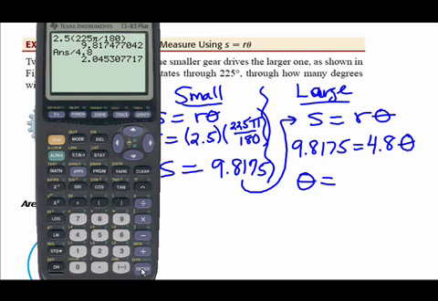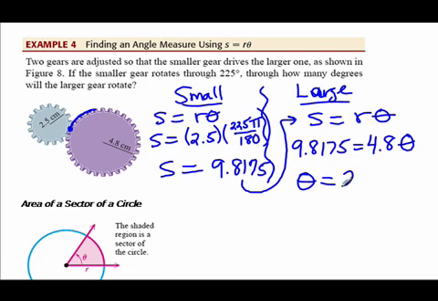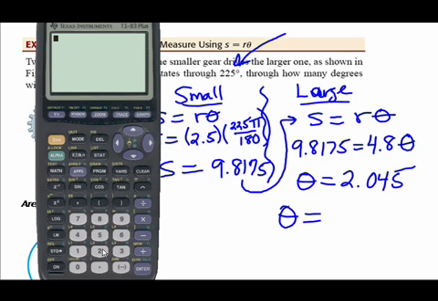So there is our angle measure in radians, right? 2.04, that we can round off, 2.045 radians. Now, due to the fact that for the first gear they're giving you the angle measure in degrees, we should take what we have and convert it back to degrees. So we'll take 2.045, and we're going to change it back to degrees. So we want to multiply that by 180 over pi.